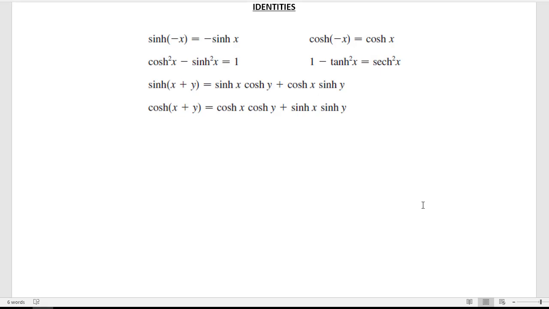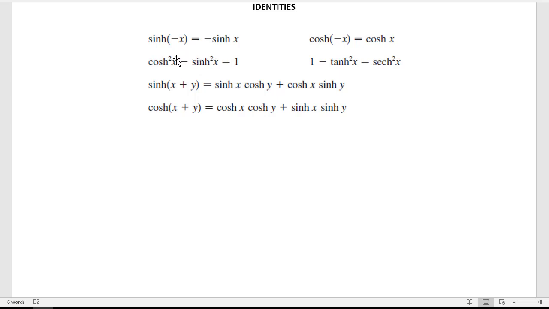Okay, and then lastly, just like regular trig functions have identities, so do hyperbolic trig functions. And here's some of the most frequently used. We have 6 of them here. We have hyperbolic sine of negative x equals negative hyperbolic sine of x. And this is just because hyperbolic sine is an odd function. So f at negative x equals the negative of f at x. And then hyperbolic cosine is even, so there's a second identity.